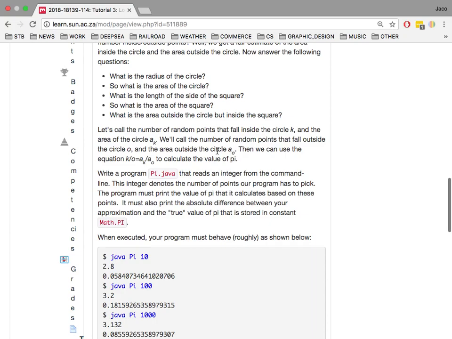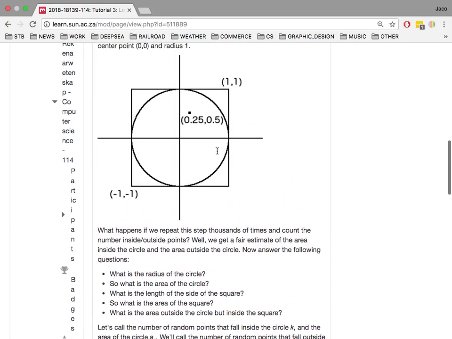If I throw 2 points and one is inside and outside, I get 1 to 1. But we know that's not a good approximation either. But the more points I throw, the better will be my approximation. So if I throw 1,000,000 points, some will land inside the circle, some outside, and the ratio of those counts will be quite an accurate approximation of the ratio of the area of the circle to the area outside the circle. So I'm going to use my count as an approximation.